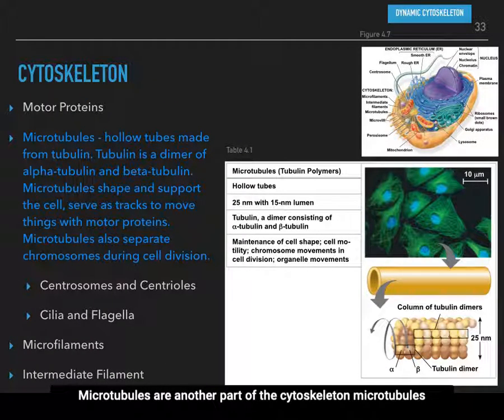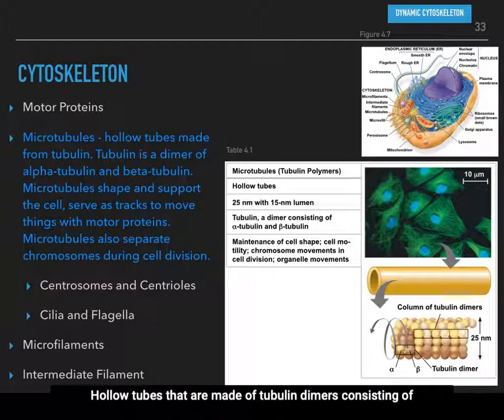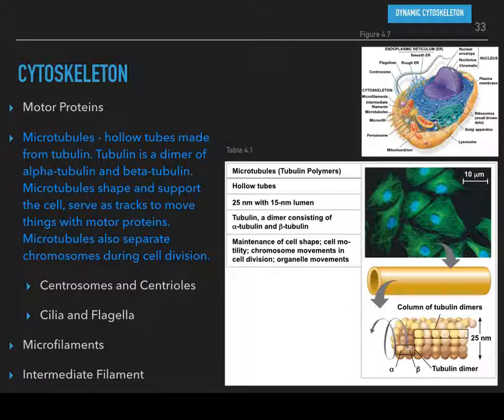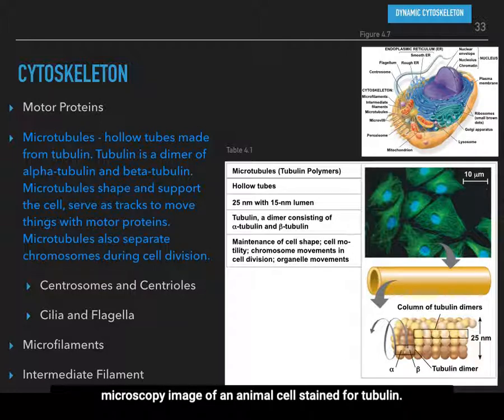Microtubules are another part of the cytoskeleton. Microtubules are structural hollow tubes that are made of tubulin dimers consisting of alpha and beta tubulin. These dimers form the tubes that shape and support the cell and serve as tracks for the motor proteins to move up and down. We'll also talk more about microtubules when we discuss cell division. In the figure on the bottom right, there is a microscopy image of an animal cell stained for tubulin. There's also a drawing of the hollow tube of tubulin, as well as the alpha and beta dimers that make up the hollow tube.